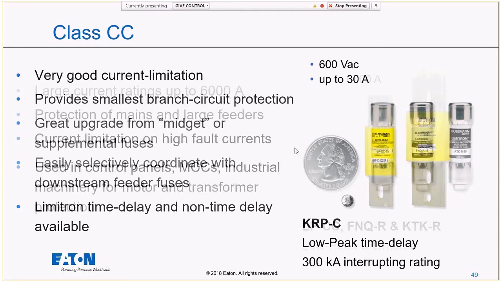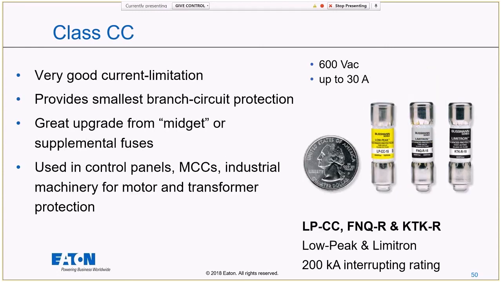And then last but not least, Class CC fuse. So we went from the biggest guy all the way down to the little guy. Class CC fuse, 600 volt rating all the way across the board, maximum of 30 amps. So we go from a fraction of an amp up to 30 amps. We see these a lot in control panels and sometimes in motor control centers or industrial machinery. We see them for control power transformer protection in there. So these are my little guys.